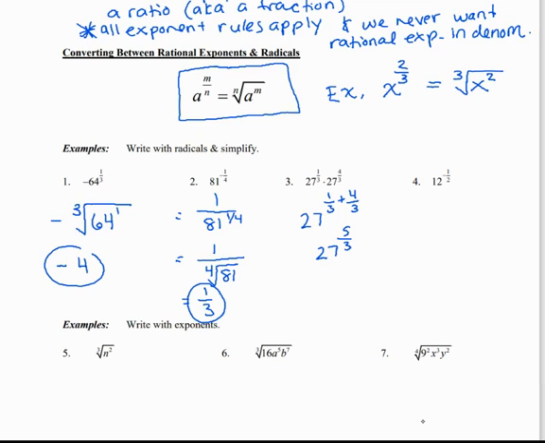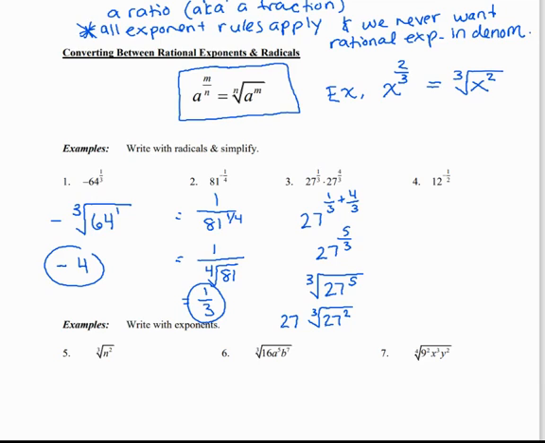Now let's convert to radical form. Root is the denominator, so cube root of 27 to the 5th. Okay, so if I simplify that, we have that the cube root of 27 to the 5th would be, if I take that out, that gives me 27 on the outside. And then we have the cube root of 27 squared.